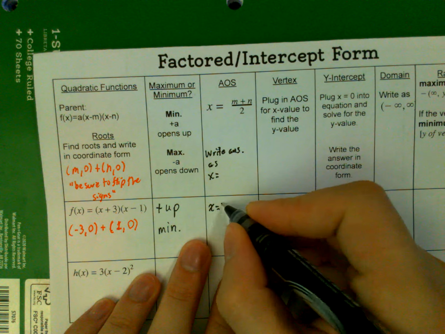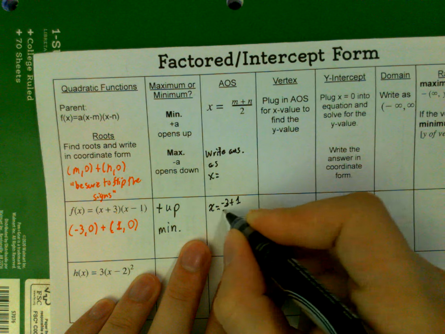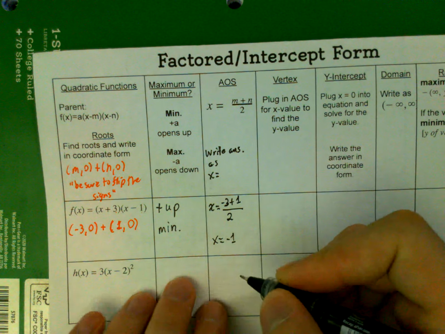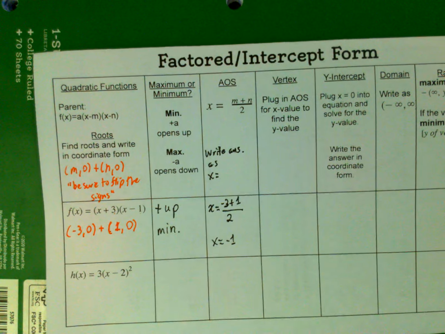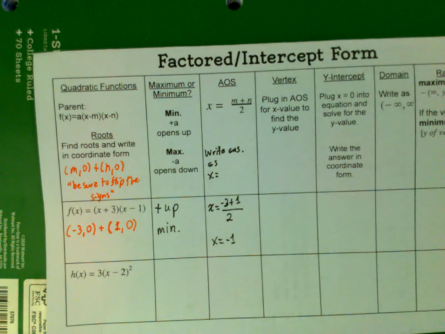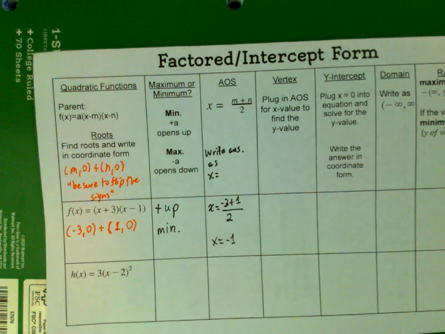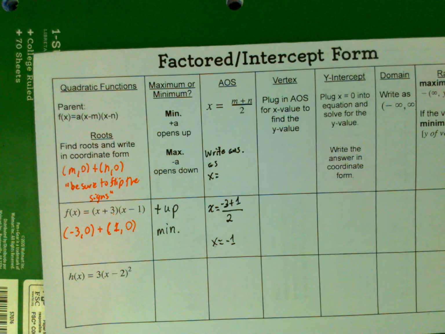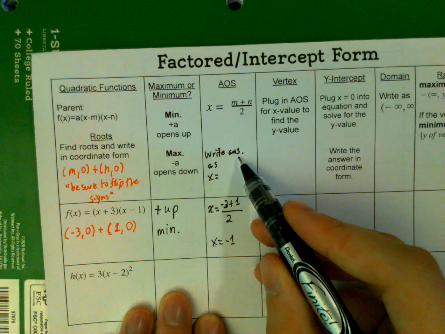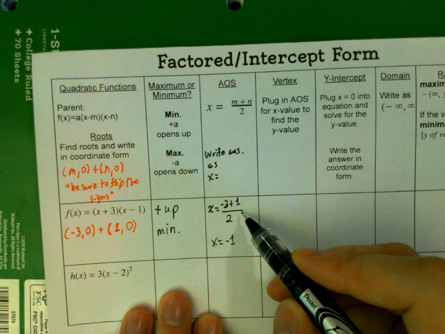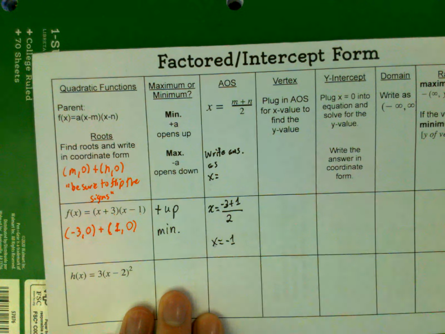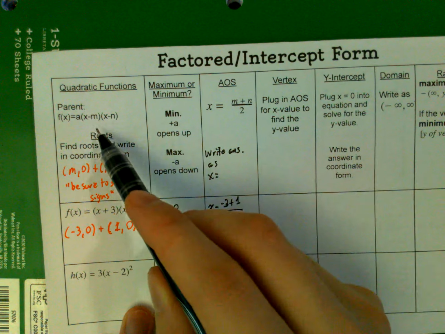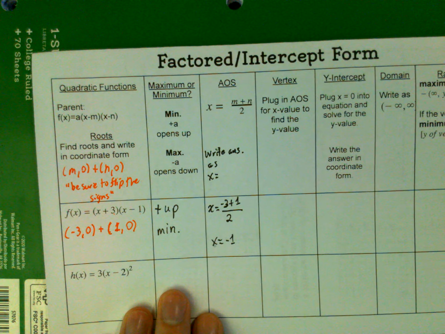So it would be x equals -3 plus 1 divided by 2. So we get x equals -1. And that would be our axis of symmetry, meaning that if we were to draw that line on the graph, it'll cut this guy perfectly in half. We can fold him over. This is x equals -3 plus 1 over 2. We're literally plugging in my m and n values from here.